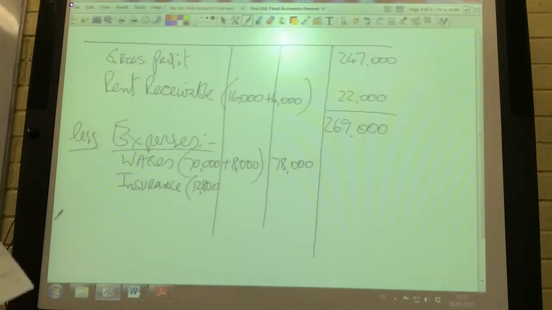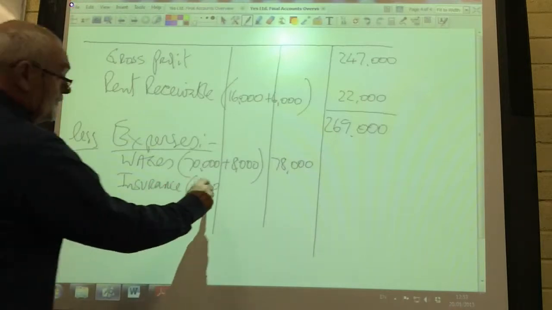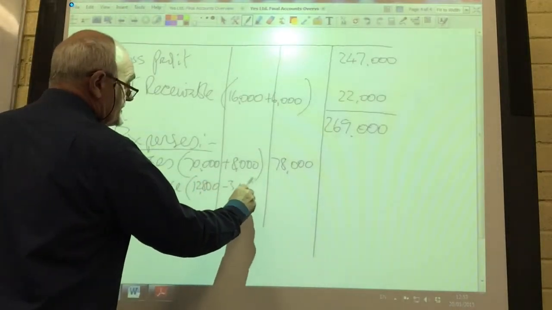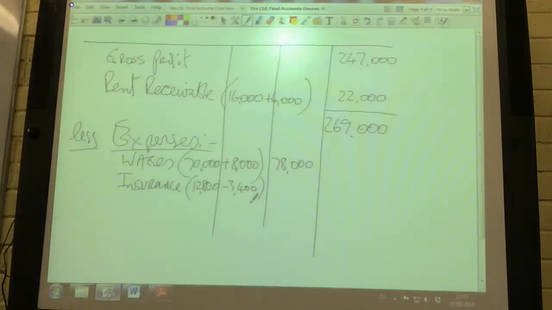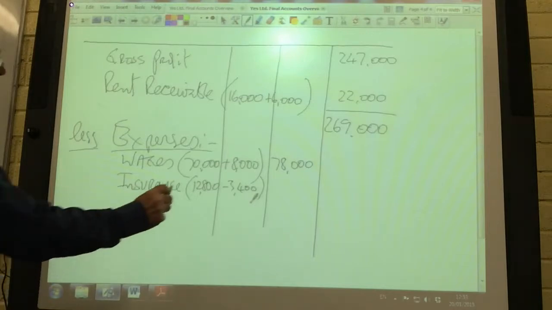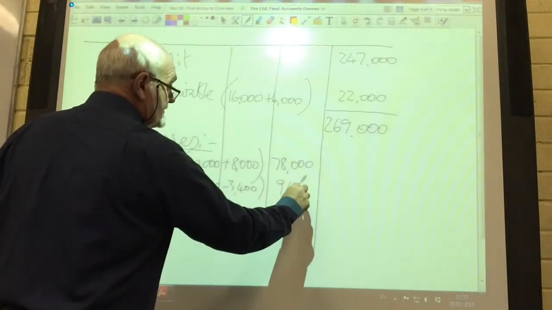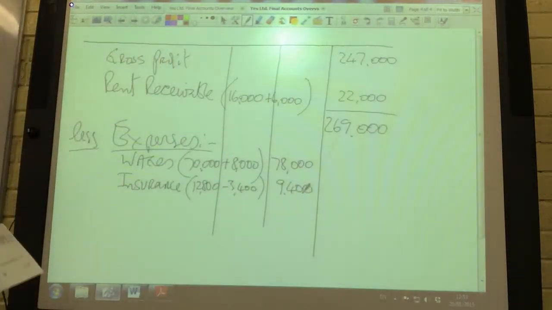12,800, and it turns out that 3,400 of this has been prepaid or paid in advance. It belongs to next year. So that means that 9,400 is the expense of insurance for this year.